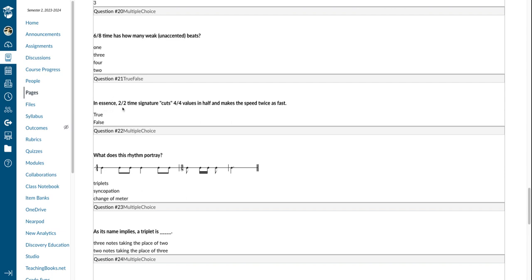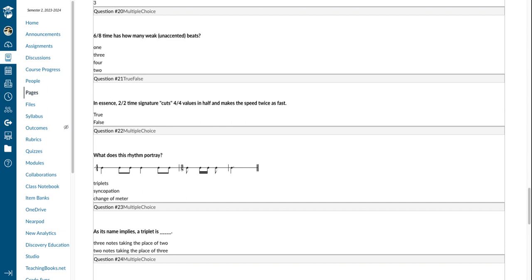21. In essence, a 2/2 time signature cuts 4/4 values in half and makes the speed twice as fast. Pretty much, yes, true. So instead of having 4/4 time, where a whole note gets 4 beats and you have 4 beats in a measure, right? A whole note gets 4 beats.